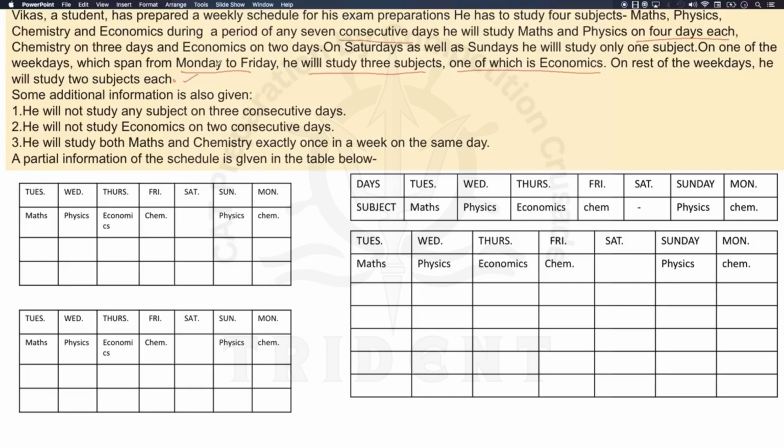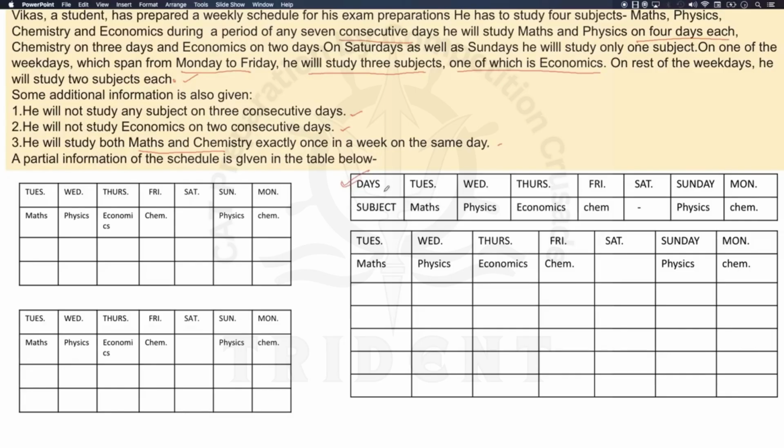Okay. Some additional information is given below. Let's see the additional information. He'll not study any subject on 3 consecutive days. He'll not study economics on 2 consecutive days. He'll study both maths and chemistry exactly once in a week on the same day. Okay. Partial information of the schedule is given below. So this is the schedule.